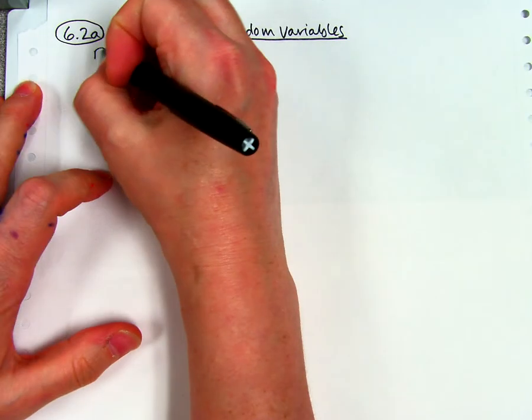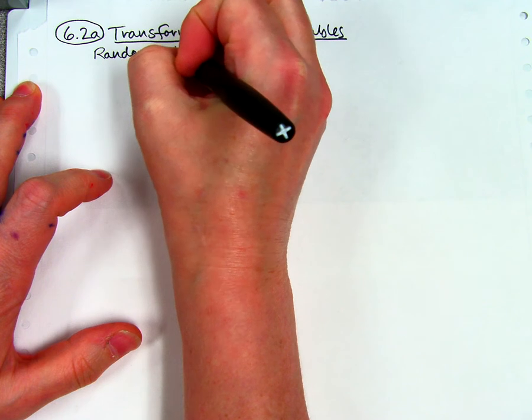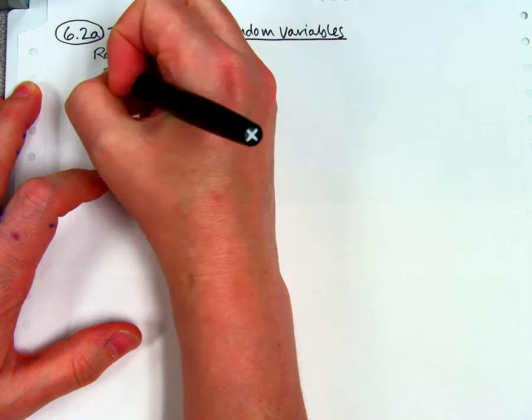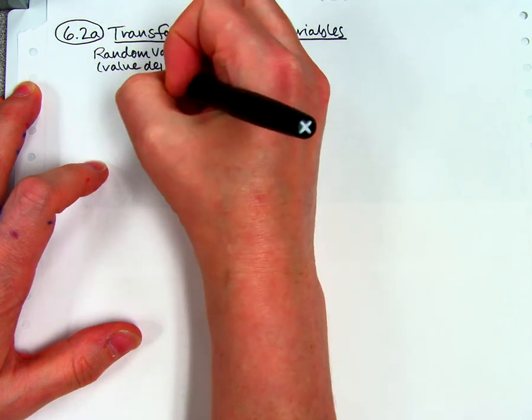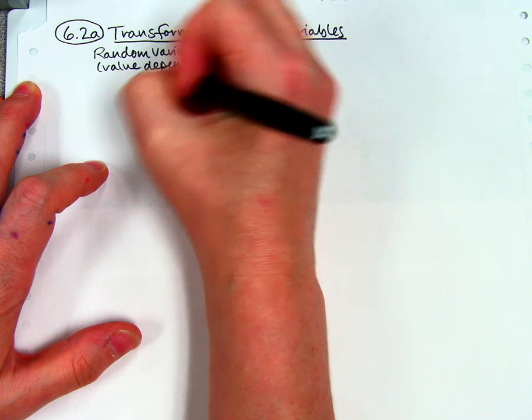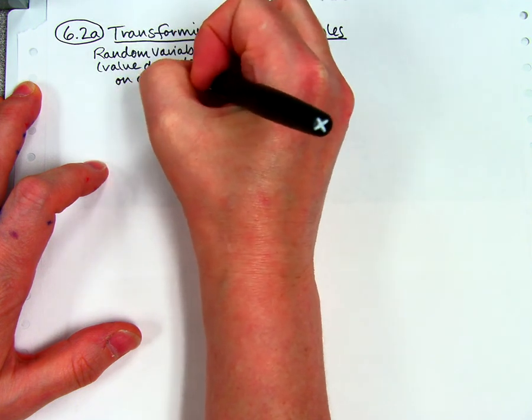Remember, a random variable is a variable where the value of that variable depends on chance, which often is stuff we've done before. It's just we're thinking about randomly choosing someone from this population and seeing what their height is or whatever it is. Or sometimes it's rolling a die or flipping coins or something like that.